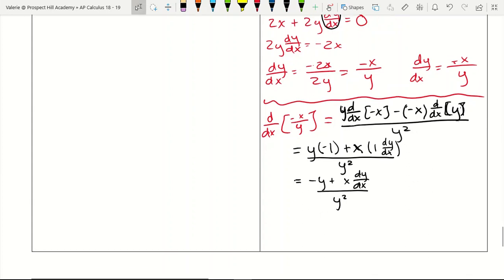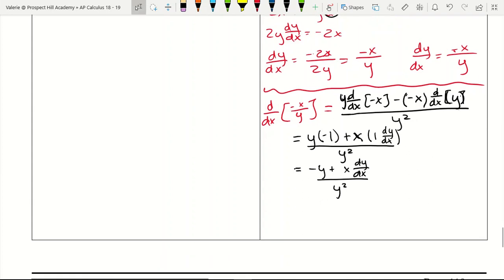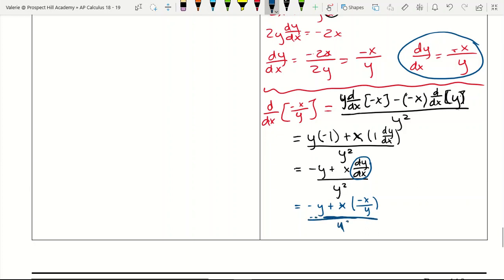Okay, so the problem here is that we can't have a dy/dx in our final answer for the second derivative. However, we do know what dy/dx equals. It equals -x over y, because when we did the first derivative, we identified that. So we're going to substitute what we know into our answer. So we'll have -y plus x times -x over y, all over y squared.